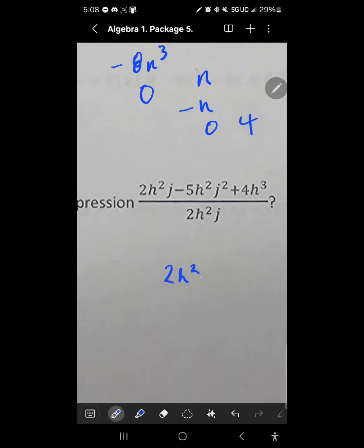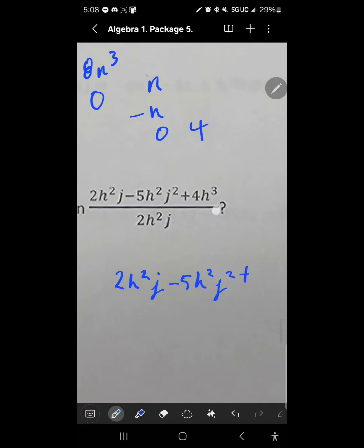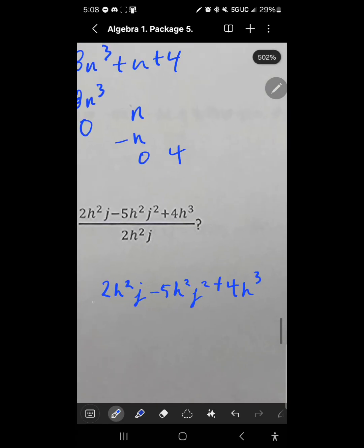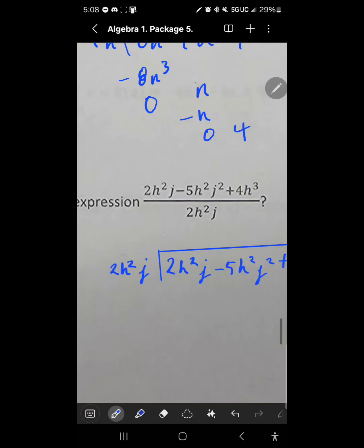I would say 2h squared j minus 5h squared j squared plus 4h3, and then we divide by 2h squared j. Now 2 divided by 2 is 1, h squared divided by h squared is 1, j divided by j is 1, so here is 1.